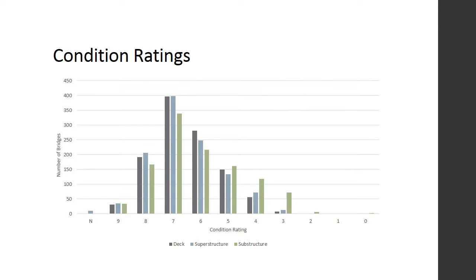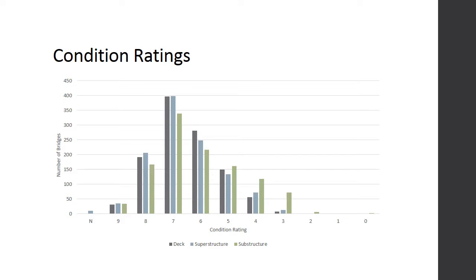Within the National Bridge Inventory, the condition of a bridge is described by its three major components: deck, superstructure, and substructure. A condition rating, 0 through 9, or N if not applicable, is assigned to each component based on its condition when inspected. Each rating is described within the National Bridge Inventory Recording and Coding Guide.